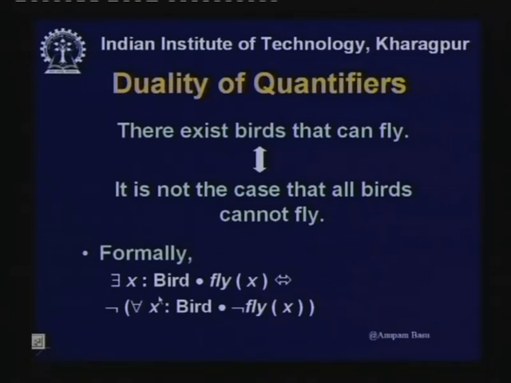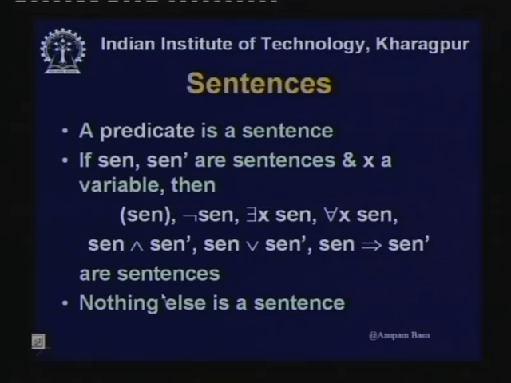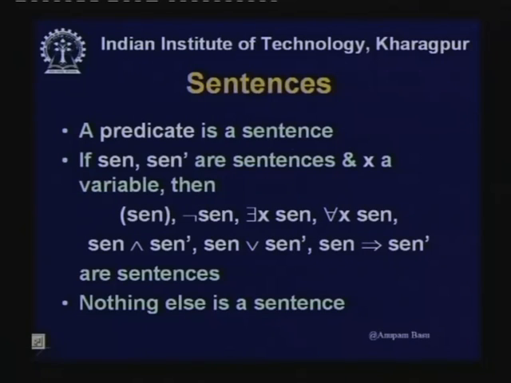So, that shows the duality of such statements. Universal quantifiers can again be expressed in a different way with existential quantifiers. We can do that. Now, we can go ahead with sentences and okay.